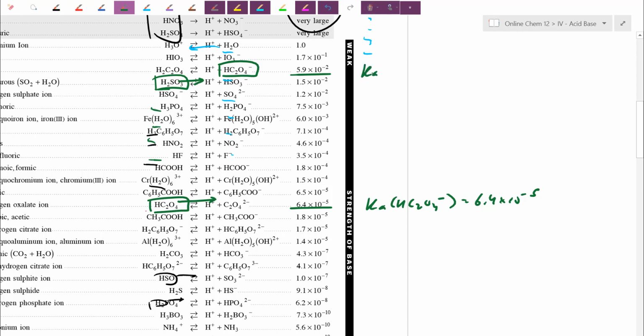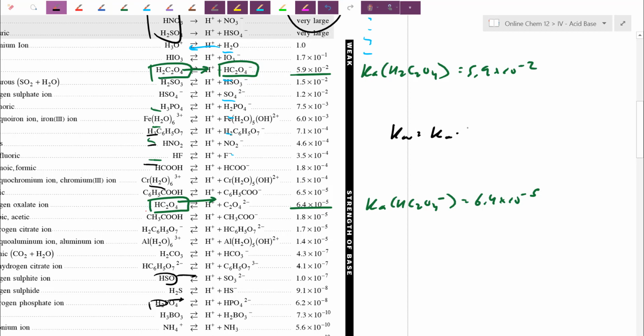That's actually the Ka. It's a Ka, so it's the acid. That's actually telling you how good my H2C2O4 is at coming forwards. So Ka, this number here, for H2C2O4, that one there is 5.9 times 10 to the negative 2.